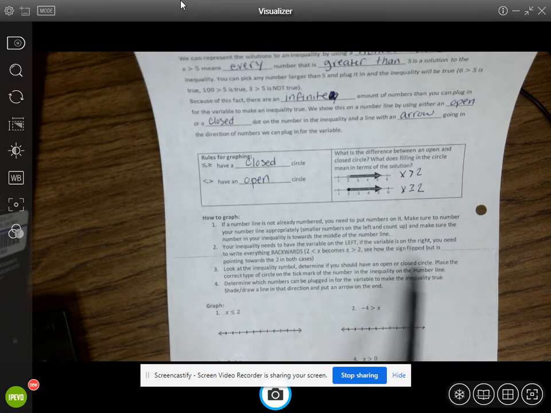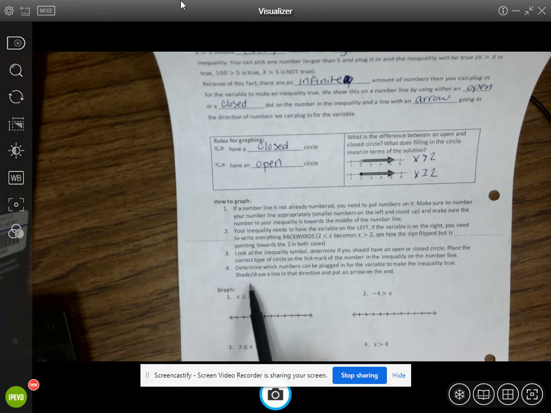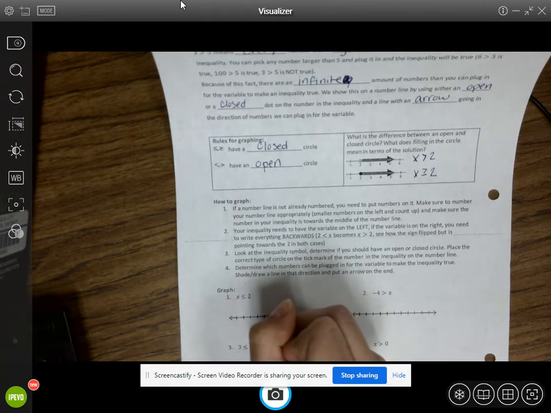After that, you're going to place the correct type of circle on the tick mark of the number in the inequality on the number line. And then you're going to determine which numbers can be plugged in for your variable in order to shade. You're going to shade or draw an arrow in that direction. So when I have x is less than or equal to 2, I'm going to put 2 somewhere in the middle.